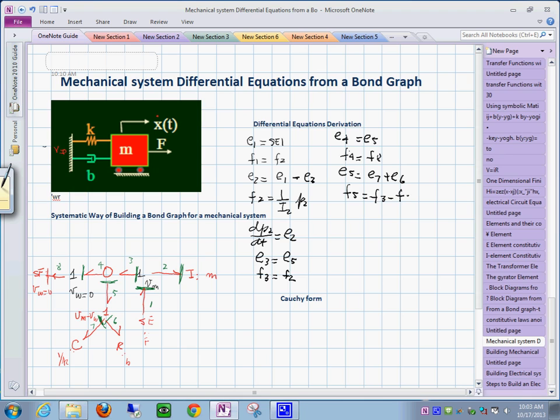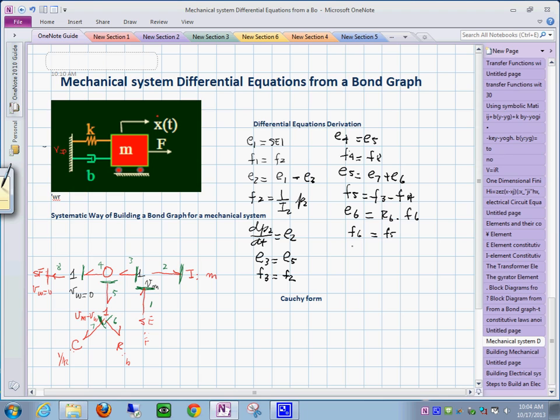See, I'm using the zeros and ones and the individual constitutive equations. That's why we practiced that before this. So we have E5, then we have E sub 6 is equal to R sub 6 times F sub 6. What is F sub 6? Is equal to F sub 5.